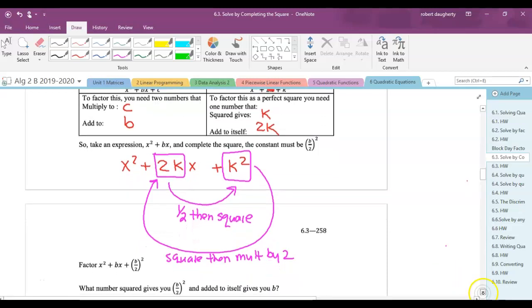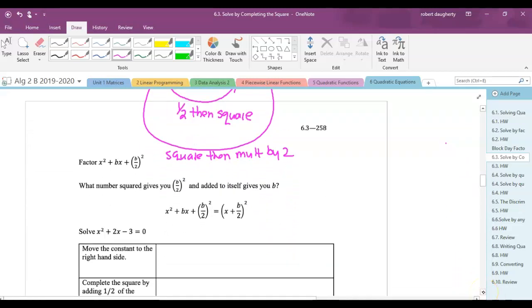So here's what we need to do. If I'm trying to solve x squared plus bx, if I'm trying to make that a perfect square, what do I have to do to this number? I have to take half of this number and square it, and that is what makes this a perfect square. Okay? So that's the whole crux of it: to get a perfect square, you're going to have to take half of b and square it. That makes this a perfect square. Okay? So let's do an example.